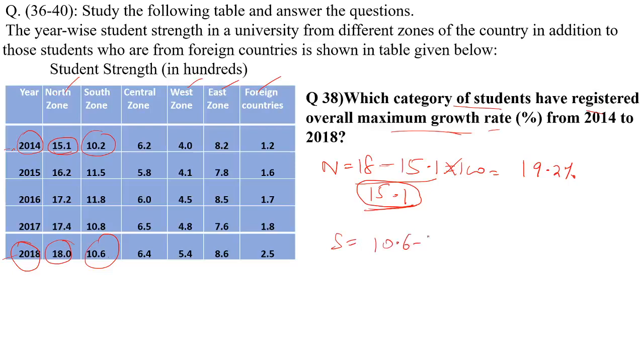So next you will check for the south one. South will be 10.6 minus 10.2 upon 10.2 into 100. Okay, solve the value. It will come out to be 3.92%.